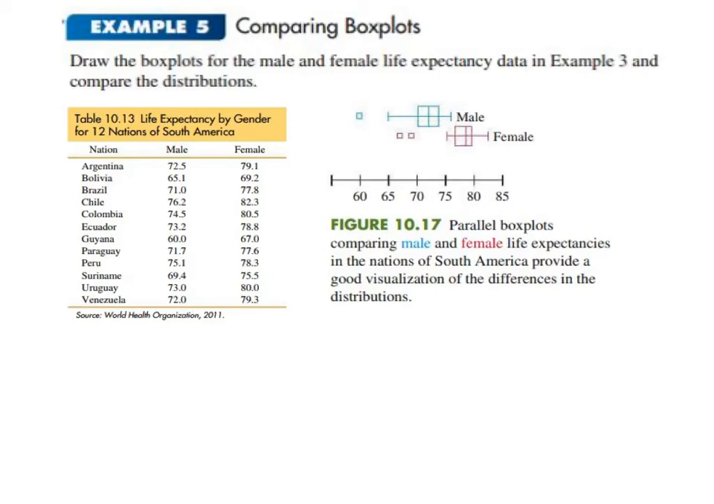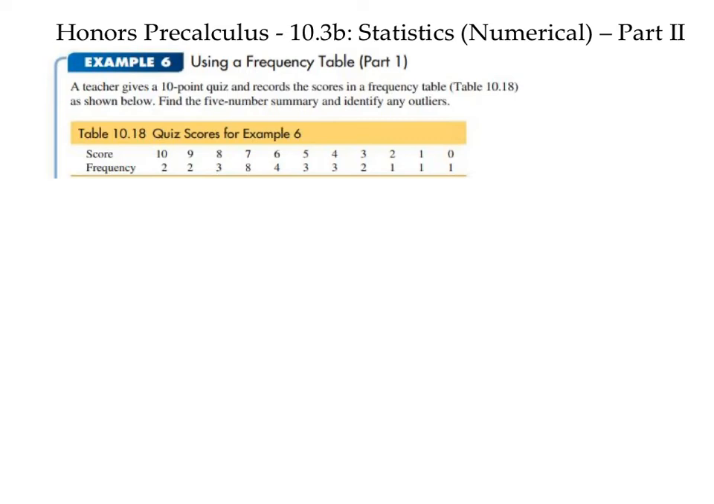All right, so for our next question, we're going to look at a frequency table. Looking over example 6, we see that these are grades on a 10-point quiz for a class. We can see one student got a 0, one got a 1, one got a 2, two got 3s, 3 got 4s, and so on.